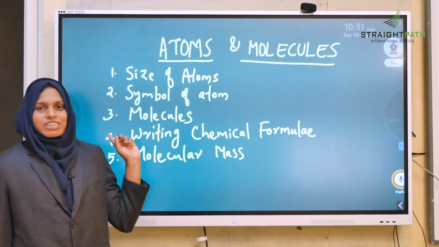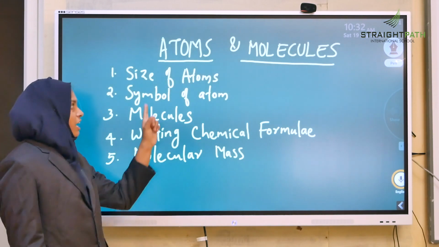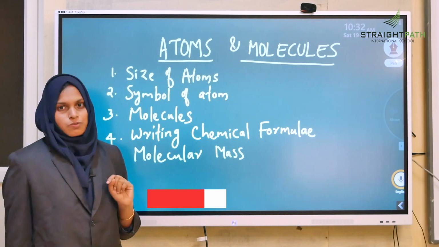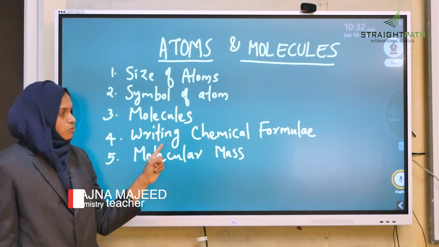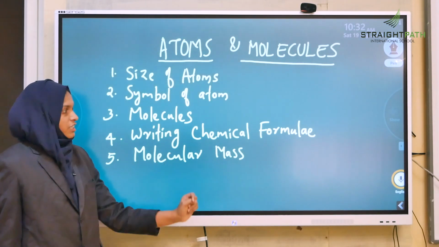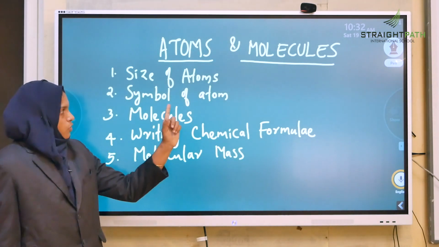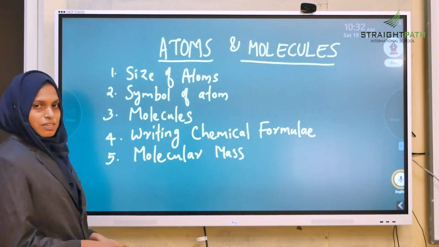Today we are going to learn 5 important topics from the chapter Atoms and Molecules. The first one is the size of atom, the second is the symbol of atom, the third is molecules, the fourth is writing chemical formula, and the last one is molecular mass. So first of all, I have to discuss the size of the atom.